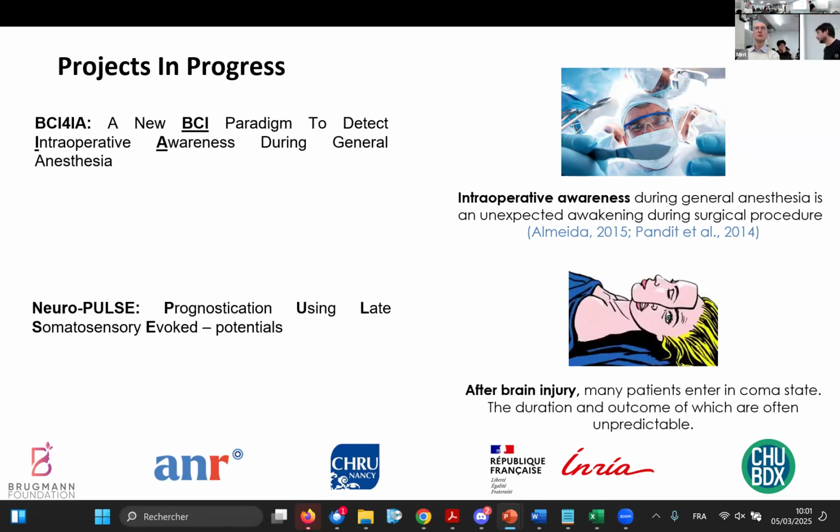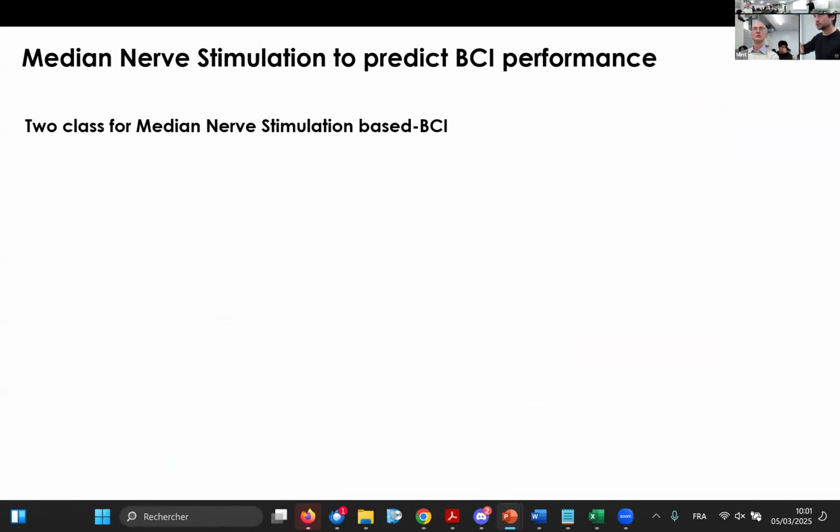And another project we just started a few months ago is about the prognostication for coma stage patients. So we will try to use this kind of BCI to detect different altered states of consciousness for coma stage patients. So now, in the first part of my talk, I showed why brain-computer interface based on median nerve stimulation could be very useful in terms of accuracy, so to increase BCI performances. But now I will try to show you how we can use it to predict BCI performances.